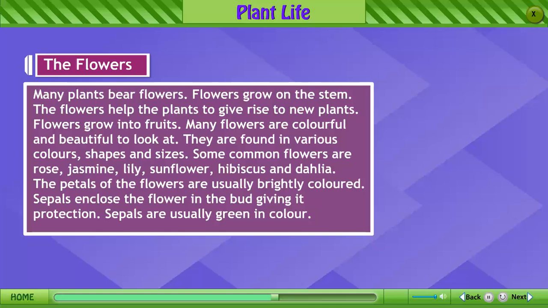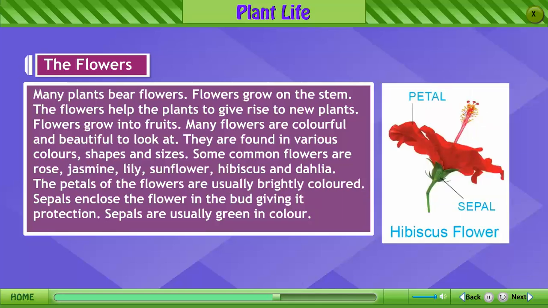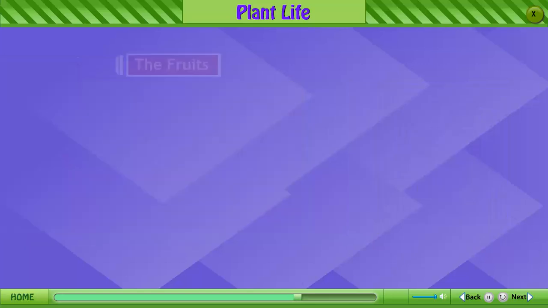The flowers. Many plants bear flowers. Flowers grow on the stem. The flowers help the plant to give rise to new plants. Flowers grow into fruit. Many flowers are colorful and beautiful to look at. They are found in various colors, shapes and sizes. Some common flowers are rose, jasmine, lily, sunflower, hibiscus and dahlia. The petals of the flowers are usually brightly colored. Sepals enclose the flowers in the bud, giving protection. Sepals are usually green in color.